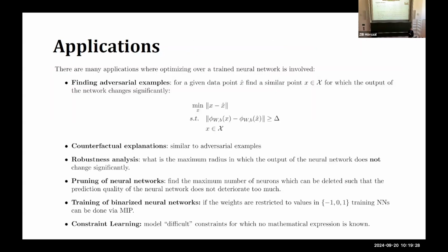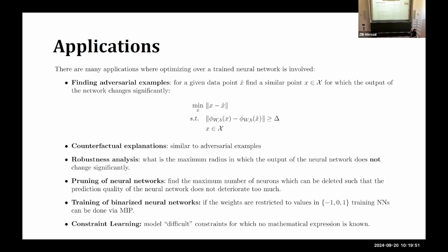Okay, now why do we need that? I will show you in the second part of the talk how we can use this mixed integer program perspective in robust optimization. But there are many other applications, and they're coming more and more now since people are using it in the optimization world. So for example, adversarial examples is one thing you can use it for.